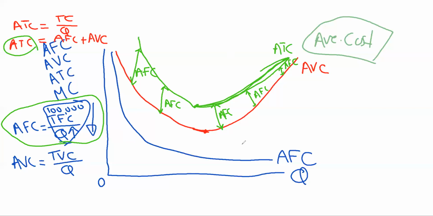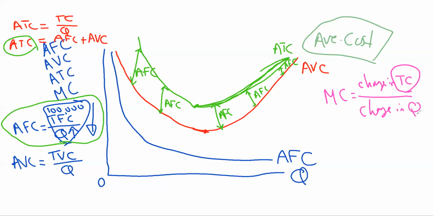Let's add the last one, and this is the last thing I'm going to discuss in this long video. Marginal cost. Marginal cost, remember, is the additional cost of producing one more unit of output. So it is the change in TC. Be careful. It is not average total cost. It's the change in TC, total cost, divided by the change in Q. Again, sorry for my handwriting.